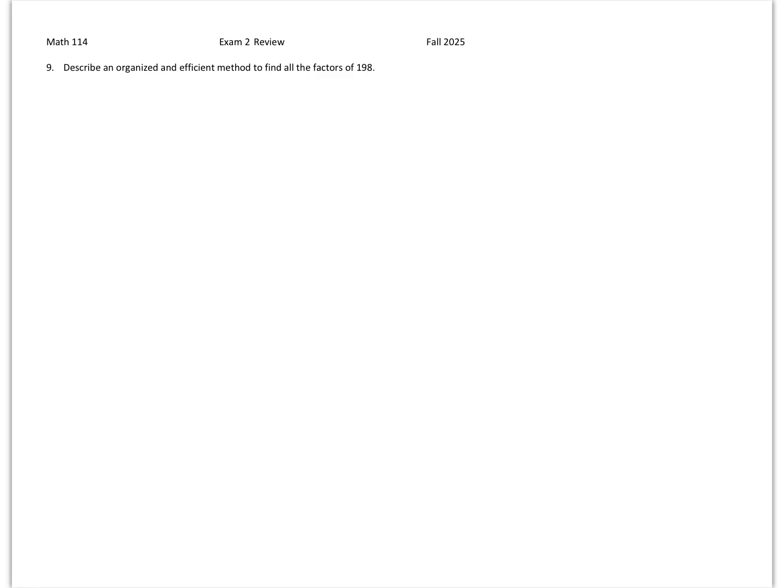Describe an organized and efficient method to find all the factors of 198.